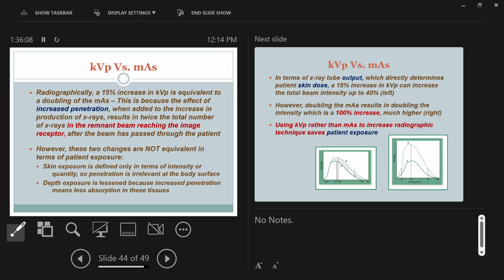So let's talk about how these two play with each other, or play together, okay? So radiographically, a 15% increase in kilovoltage is equivalent to if you doubled the MAS. So take a mass number. Let's play with this for just a second here.